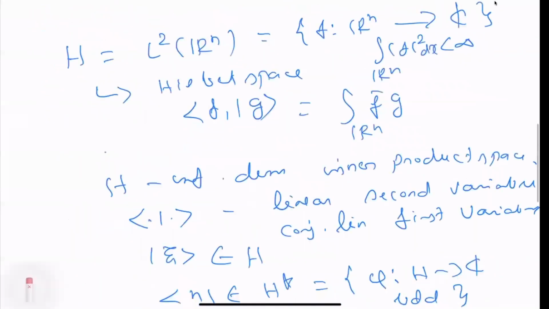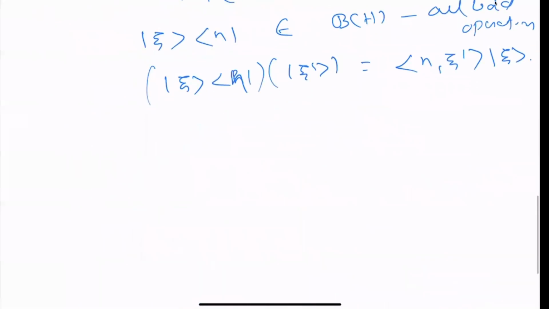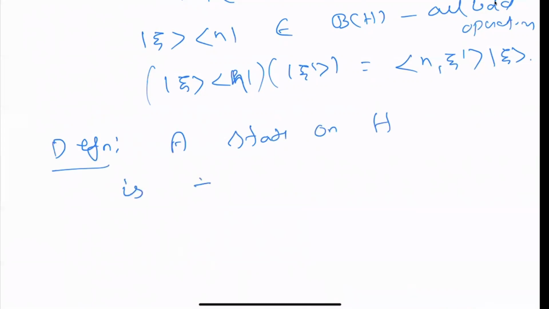There is something called a state, which we have already defined, but here it's very restricted. In the earlier course, a state was something where you have an algebra and a positive linear functional with the condition phi of 1 is 1. But here we will define it like this. For us, a state on H, where H is the Hilbert space we have, is a positive trace class operator.